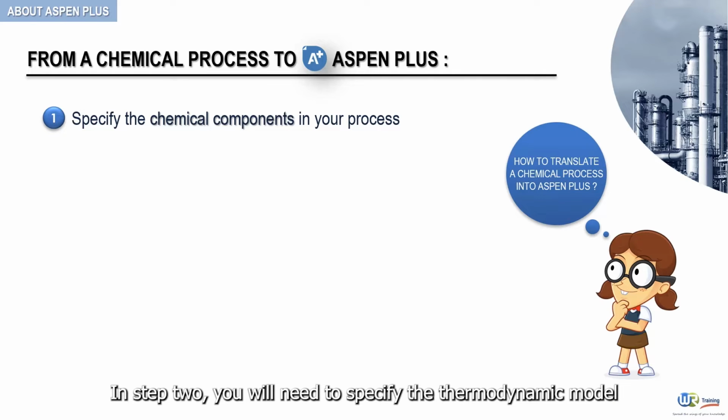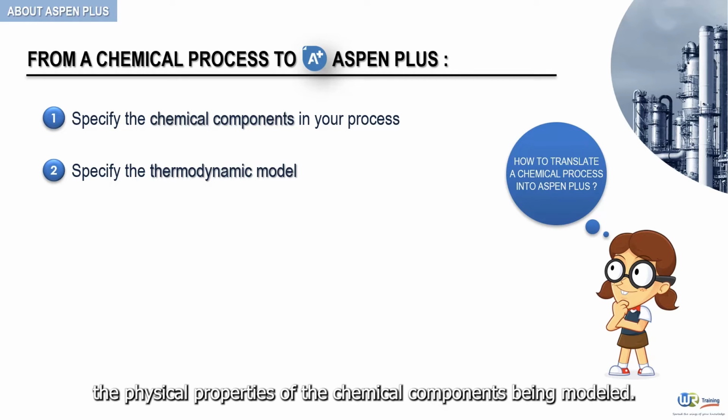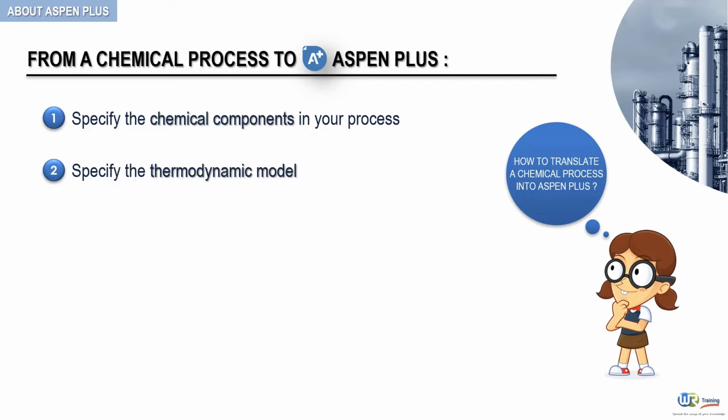In step 2, you will need to specify the thermodynamic model that is best suited for the process being modeled. A thermodynamic model in the Aspen Plus environment is a set of property methods that represent the physical properties of the chemical components being modeled. These models are also built into Aspen Plus. Examples of property methods include NRTL and UNIVAC, just to name a few. There will be more about this in a later video.